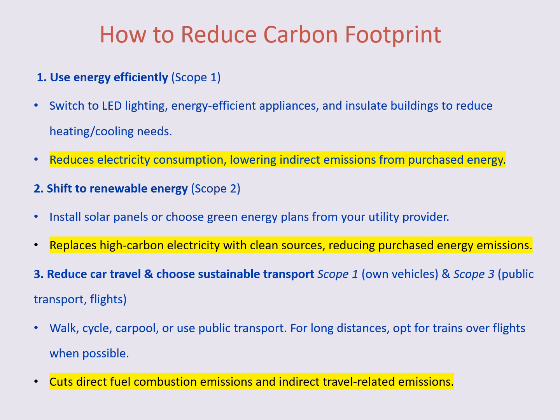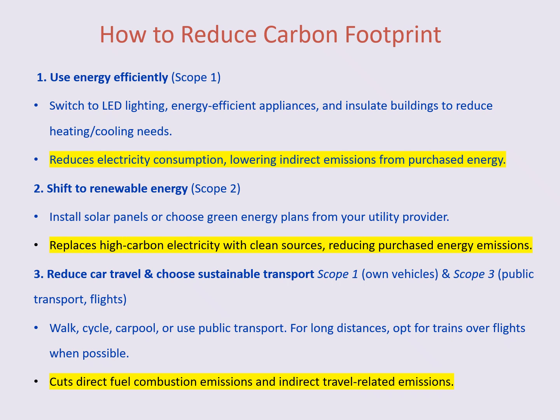Okay, how to reduce carbon footprint? General ideas. Use energy efficiently. How to use this energy efficiently? Switch to LED lighting. Use energy efficient appliances. There is a star rating on appliances, right? So go for the highest star rating, so you reduce the electricity. Insulate buildings to reduce heating and cooling needs. Reduce electricity consumption, and lower indirect emission from purchased energy.